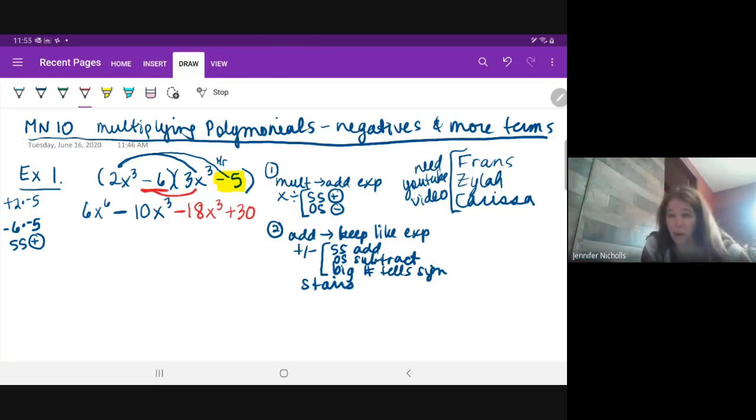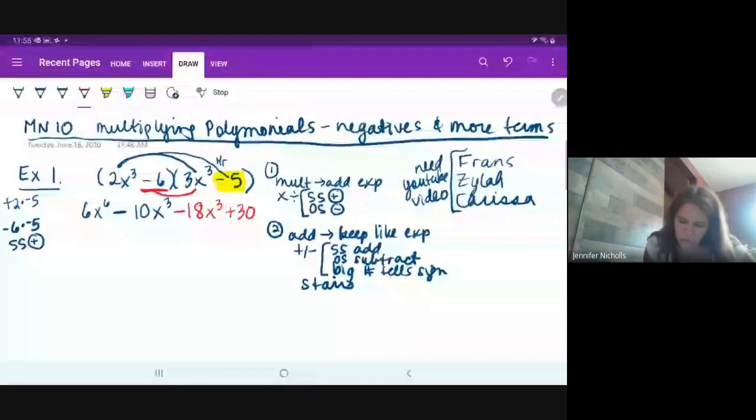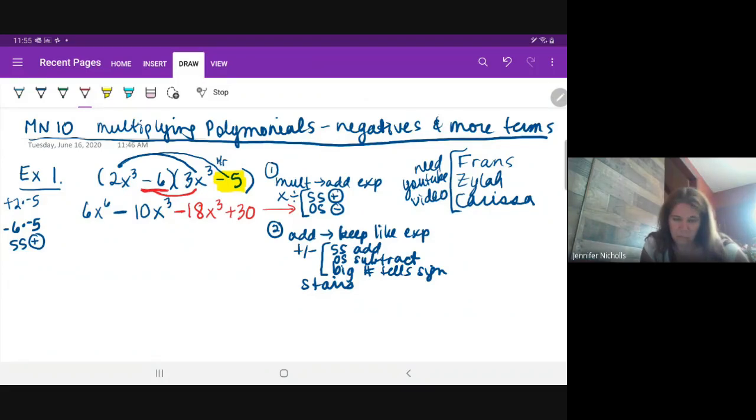Okay, so that was step 1. So step 1, you have to use these rules. Same sign positive, opposite signs negative. And now the second group of rules is I need to look for like terms and add the like terms. So are there any like terms?